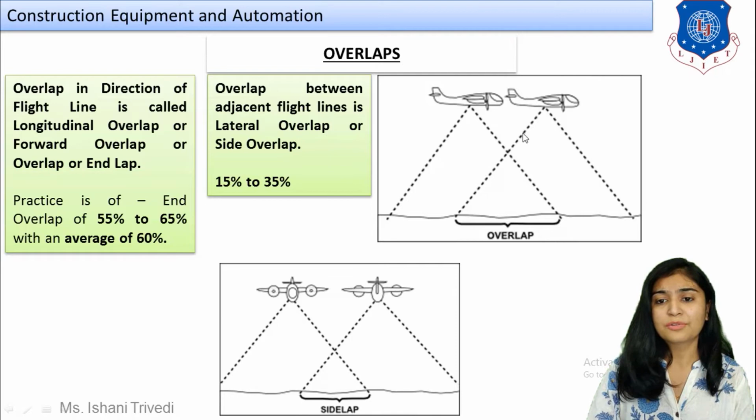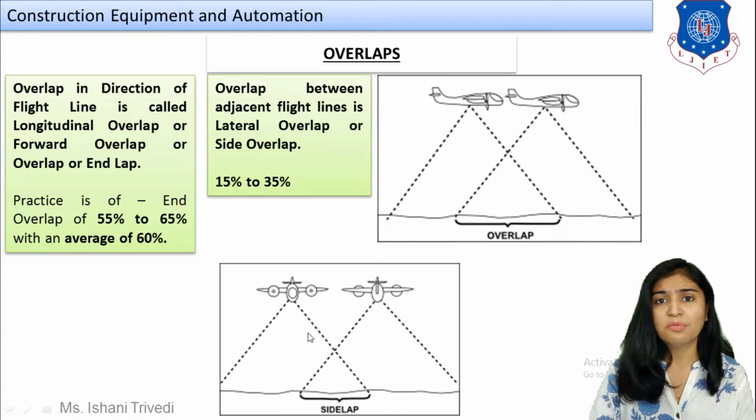Now when this second photograph is taken and this much area is covered, the first photograph and the second photograph are going to have this much area in common. This area is going to overlap, right? So this is how you can understand when two photographs collide with each other: the area which is covered twice is known as overlap. Along the direction of the flight, it is known as just overlap or end lap.